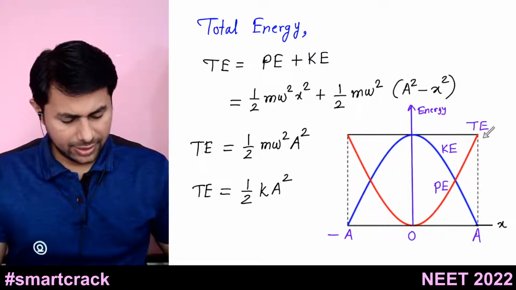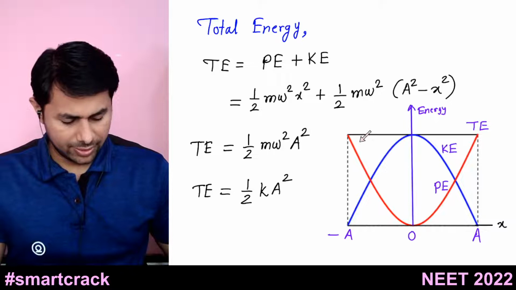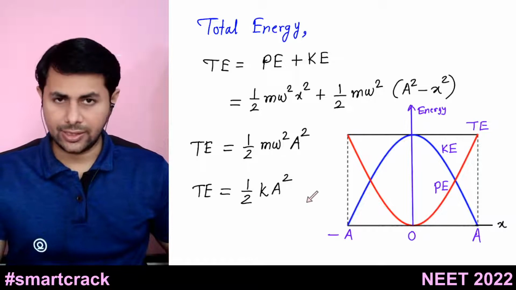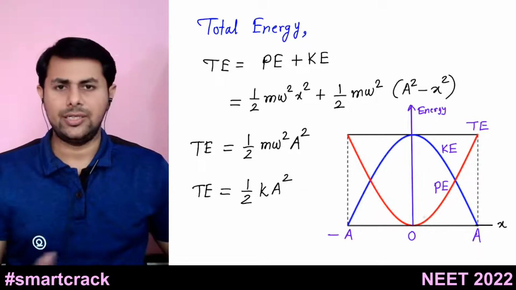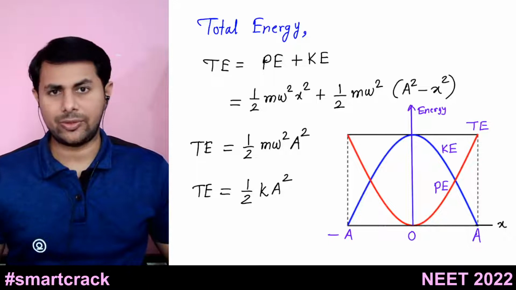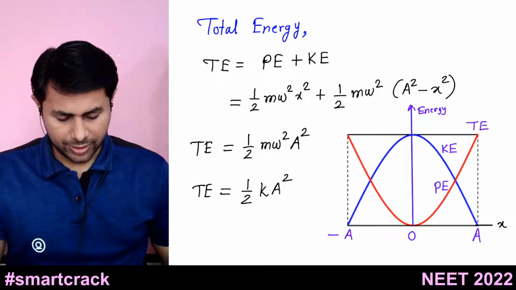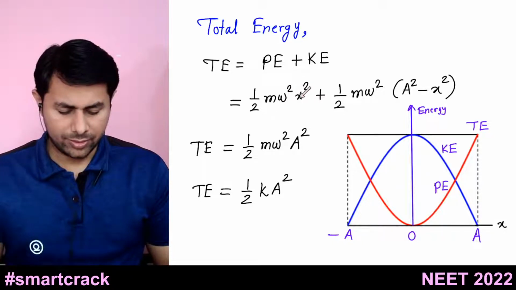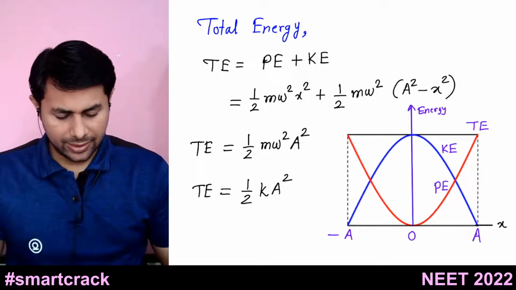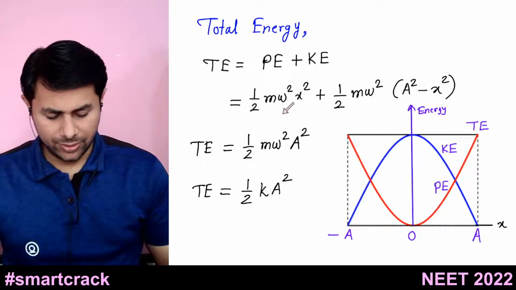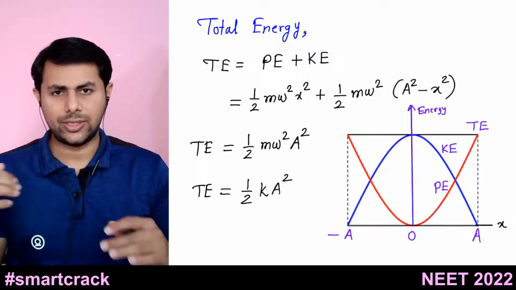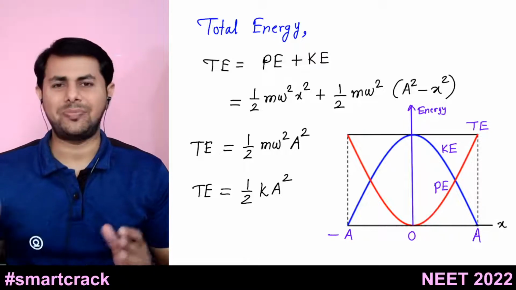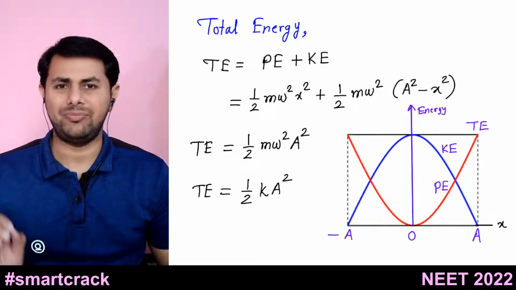Okay, and this is the graph of potential energy, kinetic energy, and the total energy. So total energy remains constant. As the particle is at mean position, its potential energy will be equal to 0, because potential energy is half of m omega square, or k, into x square. So if the particle is at mean position, x is equal to 0, so potential energy is equal to 0. So its total energy is kinetic energy, and this tells you that the particle has maximum velocity at the mean position.